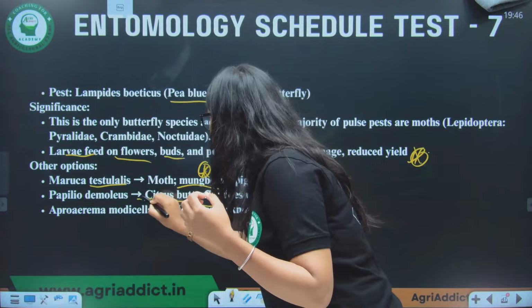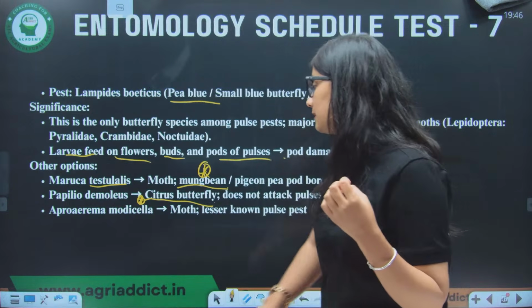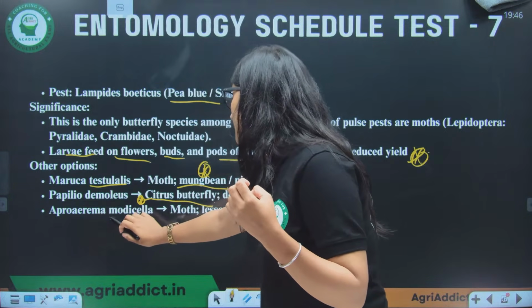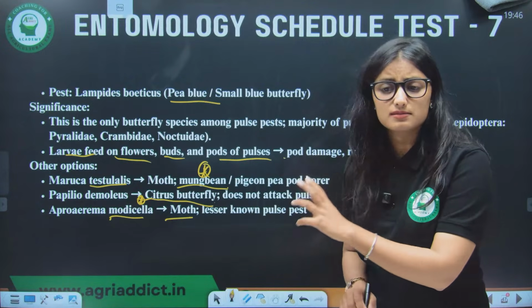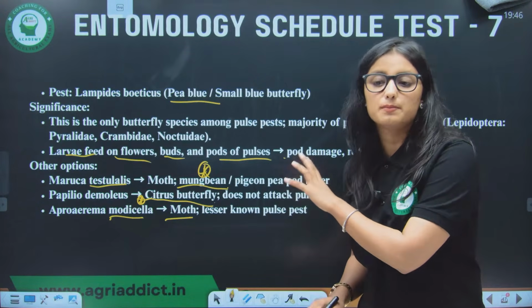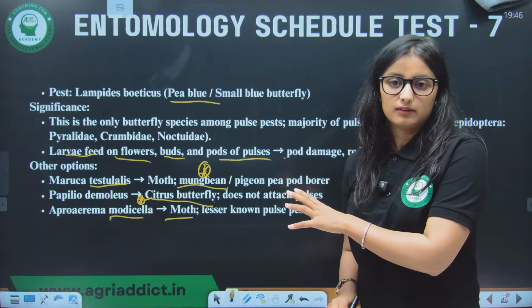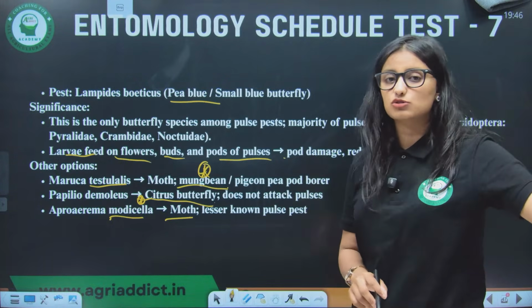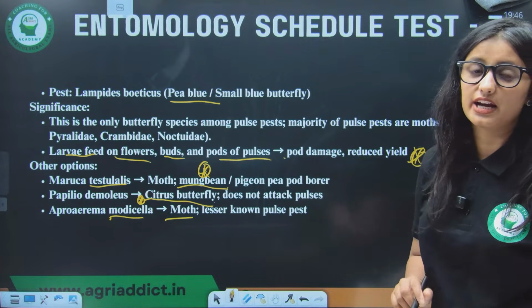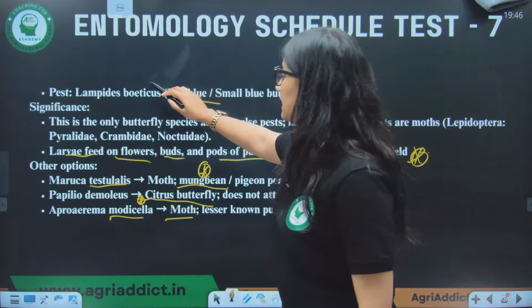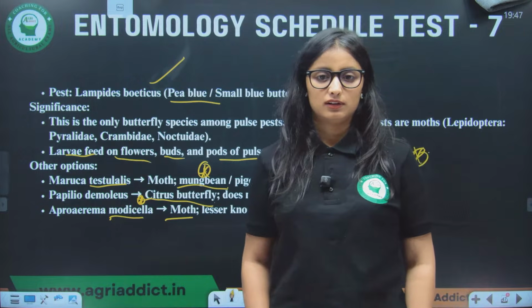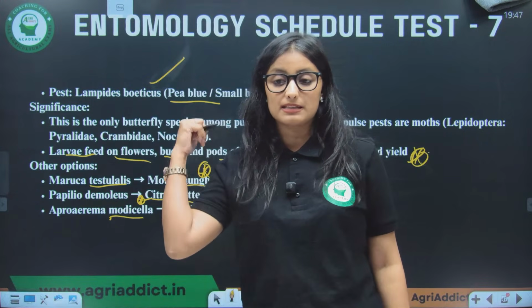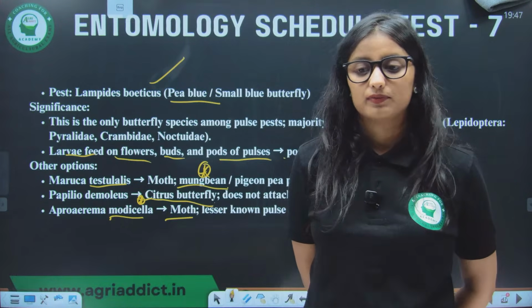This is citrus butterfly. And what about this Aproaerema modicella? This is again a moth, but it is a lesser pest in crops. This is not major in the pulse crops. So in pulse crops, only one butterfly is there. What is it? Lampides boeticus. Is it clear now? Specifically in pulses. Is it clear?